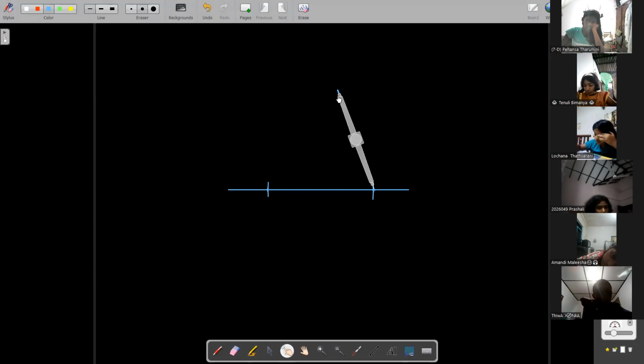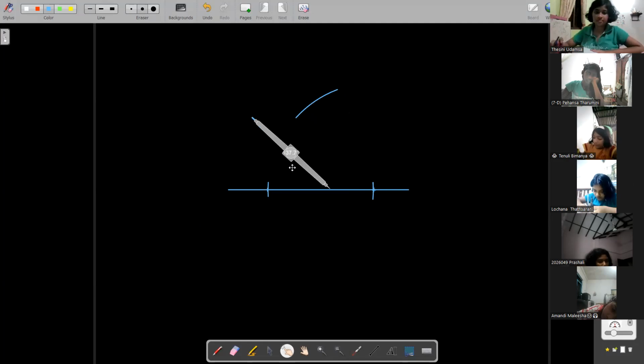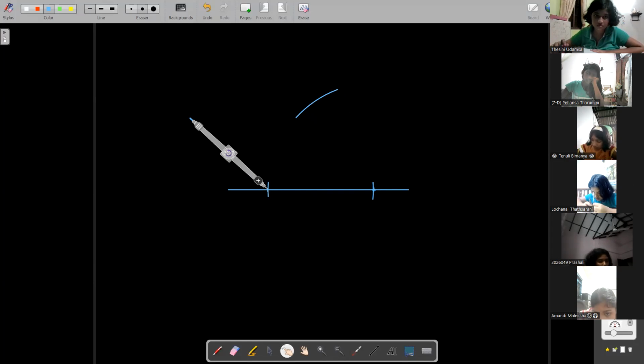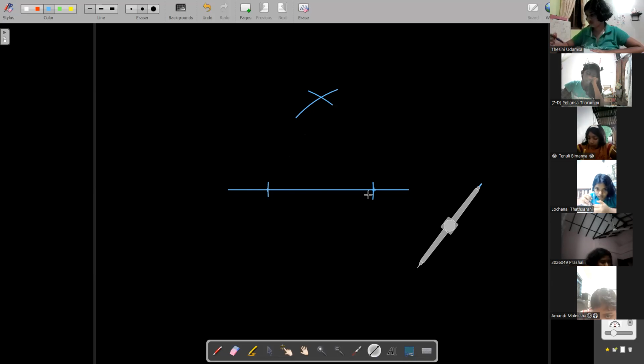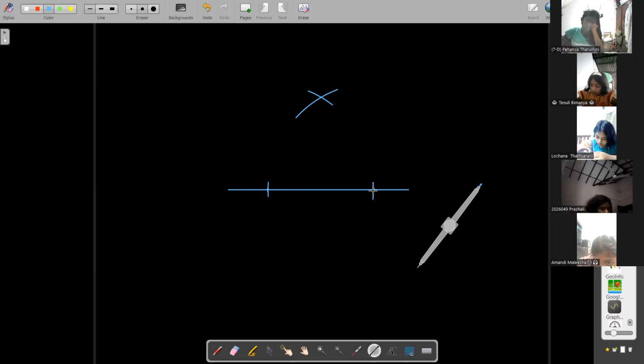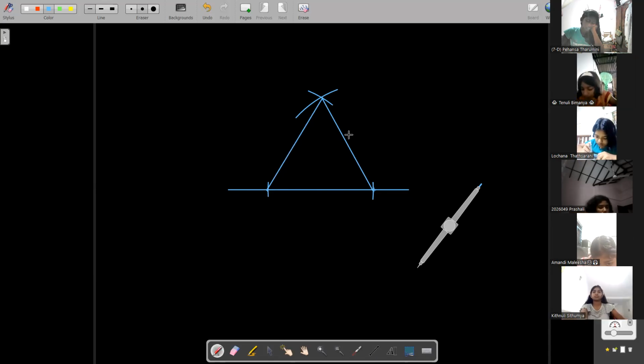Then you have to draw an arc. Right, then again, without changing the distance, you keep the metal point here. Then you draw the arc such that it intersects the previous arc, like this. Then all these lengths are equal. Then using your ruler and pencil, you join these points. Then you can get the equilateral triangle with side length 4.5 centimeters.